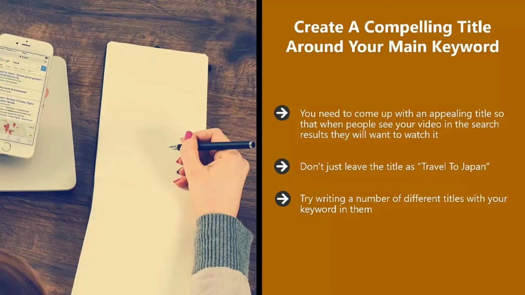Try writing a number of different titles with your keyword in them. Go for 10 different titles and then choose the best one. If you can get the keyword in at the beginning of the title, then that is preferable, but it doesn't matter that much. So just go wild here with your ideas. Remember that the more enticing you make your title, the more views you will get.